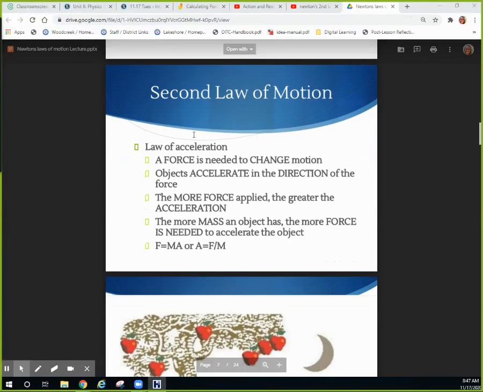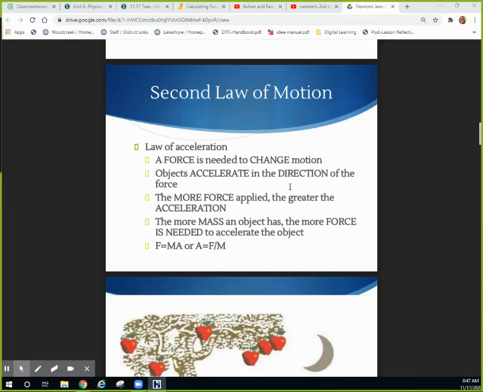Okay, so Newton's second law is the law of acceleration. The way we remember that is force equals mass times acceleration. What that means is a force is needed to change motion. What you need to understand about acceleration is that it doesn't just mean speed up. Acceleration means a change in motion. So you can accelerate by speeding up, slowing down, or changing direction. All of those are accelerating. Okay? So start thinking about accelerate in terms of changing motion. Acceleration is a change in motion.